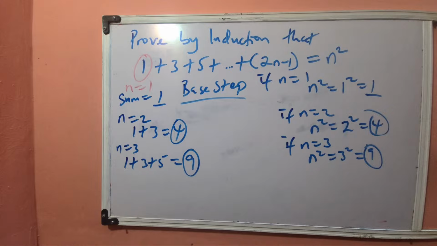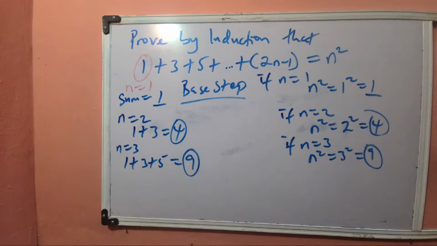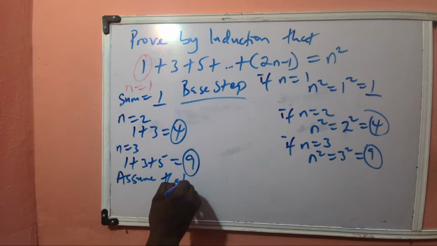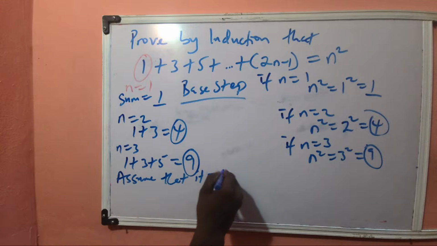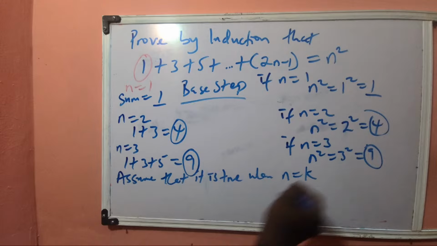Hypothesis is when you are making a guess or making a claim. So since we have seen that it worked for when n was 1, it worked for when n was 2, it worked for when n was 3, we have to just go on and say it's going to work for when n is equal to k. So we're going to assume that this same thing is true when n is equal to k.